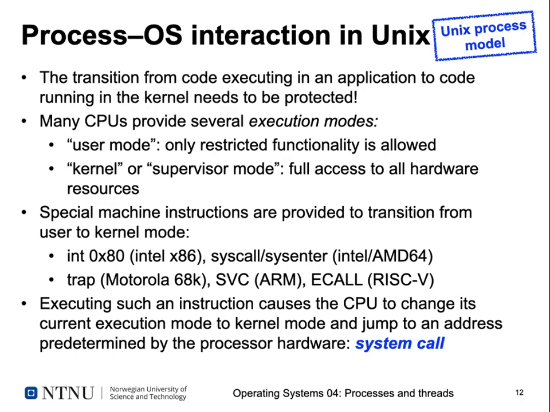This transition, to be protected, needs some sort of hardware support, and many processors actually provide several execution modes, so you can have at least two execution modes if you want to have this sort of protection. One mode is a so-called user mode. In user mode, only your applications run, so very restricted functionality is allowed. As I said, you are unable, for example, to reboot your computer.